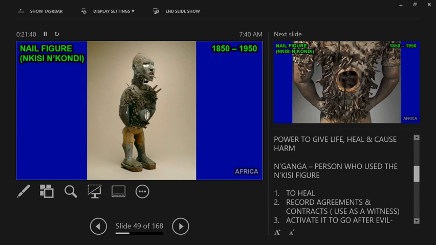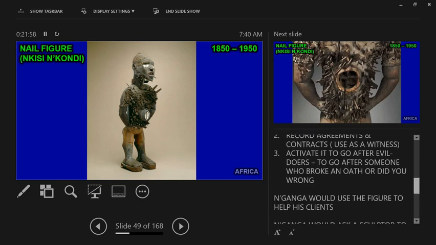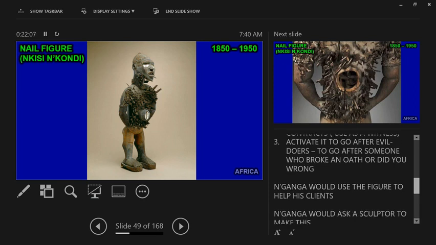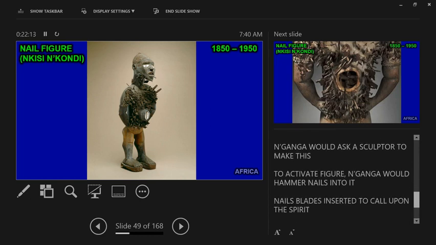The Nganga is the person who used the Nikisi figure, and they used the figure to heal. They used the figure to record agreements and contracts and to be used as a witness. The nail figures would be activated to go after evildoers, to go after someone who broke an oath or did you wrong. The Nganga would use the figure to help his clients, and would ask a sculptor to make this. To activate the figure, the Nganga would hammer nails into it. That's where the nails come from.